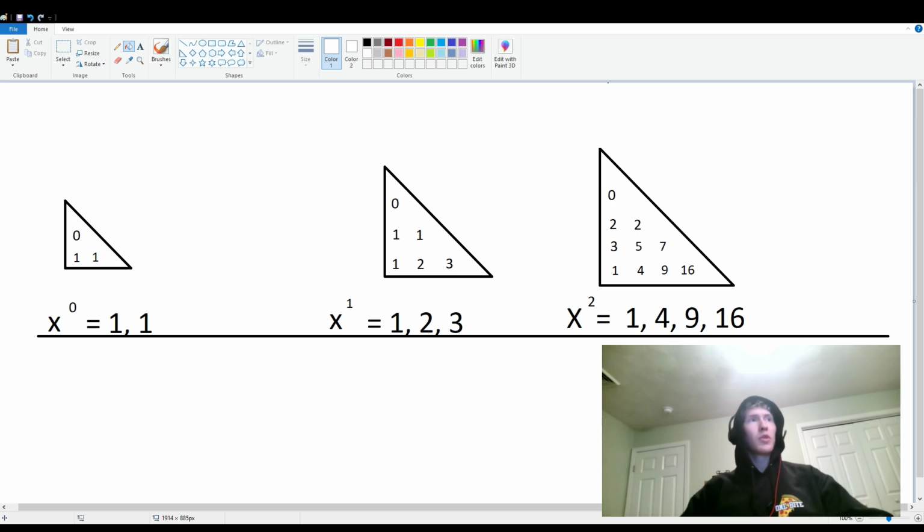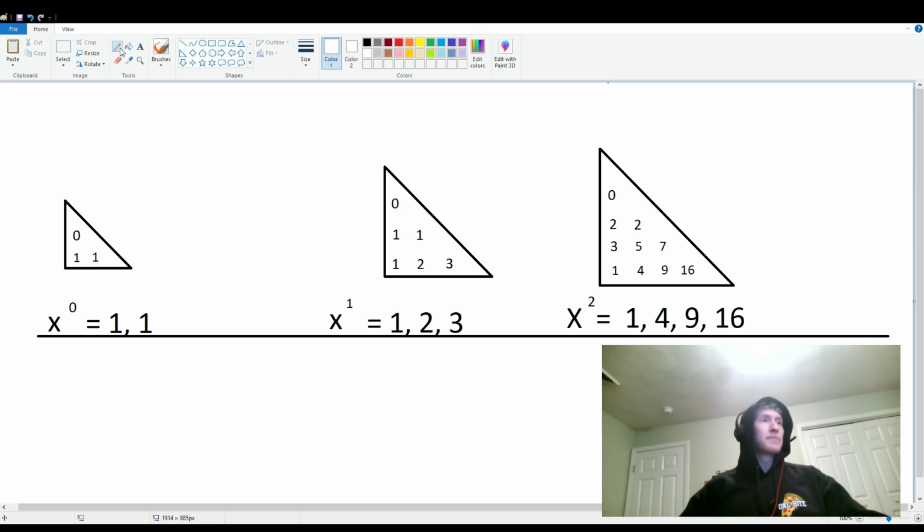Today we're going to go over a mathematical phenomenon that I discovered. It deals with polynomial functions. So as we can see here, we have these polynomial functions: x to the 0, x to the 1, and x squared. And I realized that if you subtract these numbers in a logical way, you always get to 0.